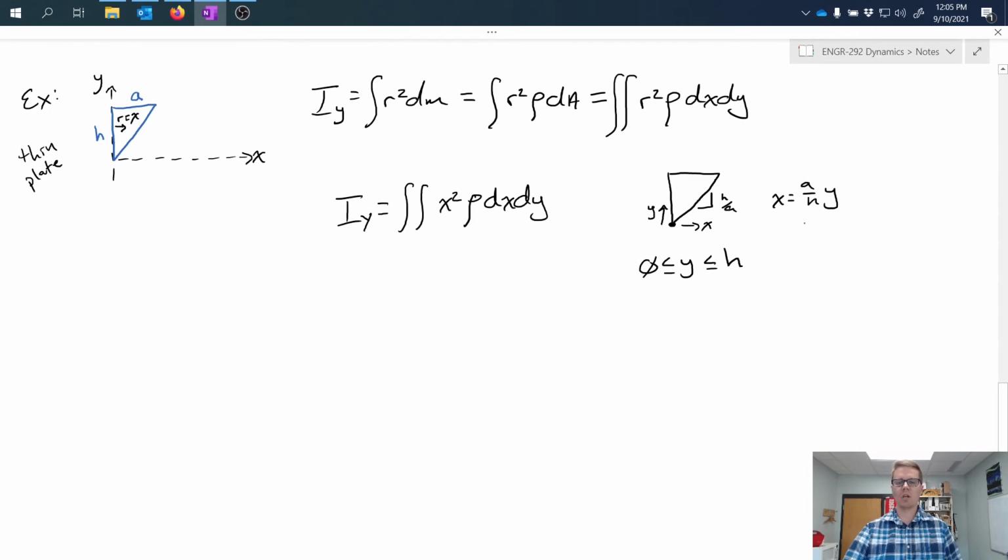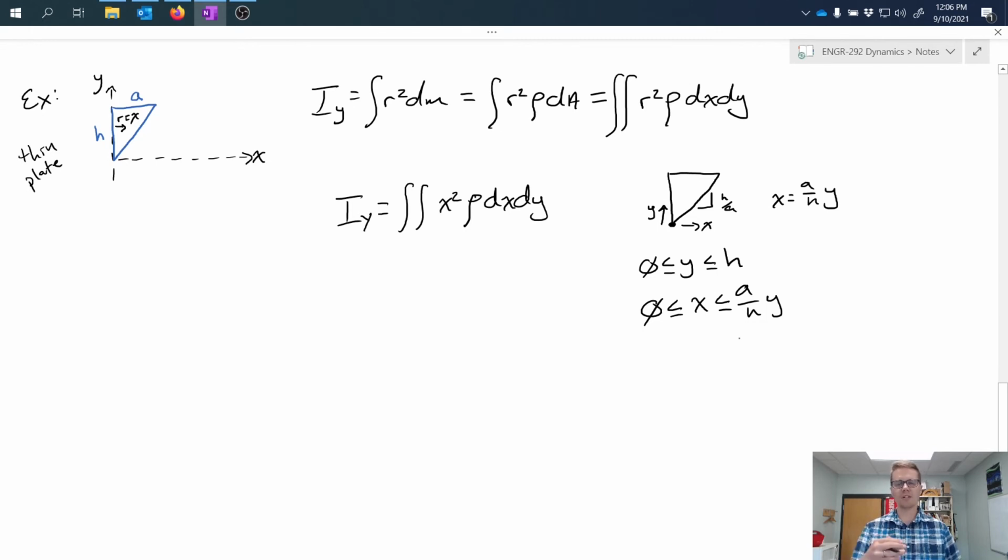So now I have an expression for x in terms of y. I know I'm reversing how I would normally write this, right? Usually we treat x as our independent variable. I'm reversing that a little bit here. And therefore, the limits for x are going to range from 0 to a over h y.